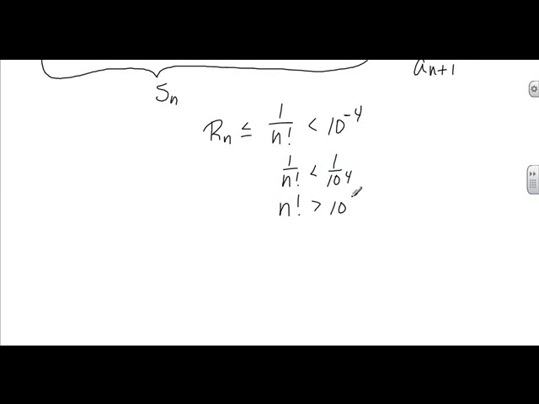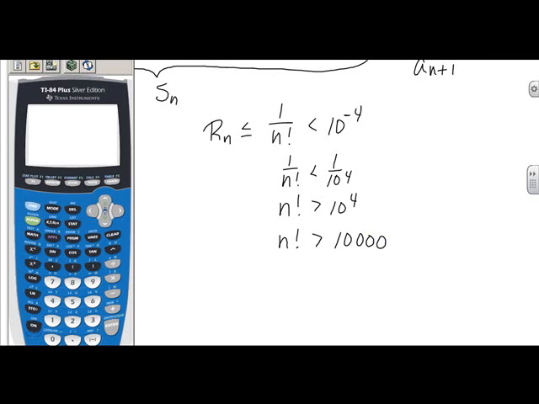10 to the fourth is 10,000. So here we kind of have to start doing some guess and check. Grab your calculator, and I'm going to pause the video while I get my calculator. Alright, got my calculator up. You're going to need your calculator to figure this out.